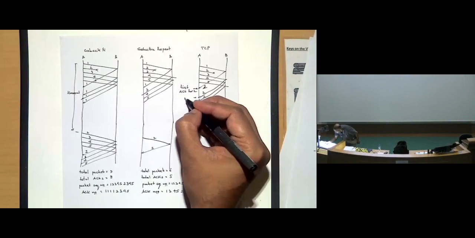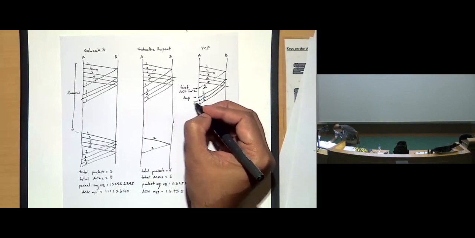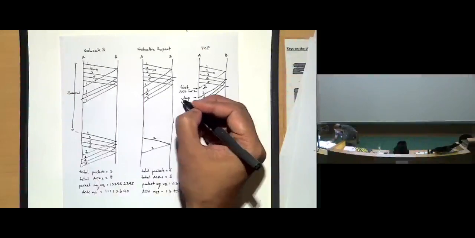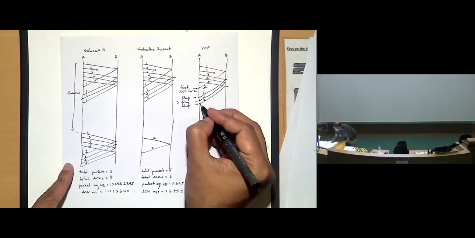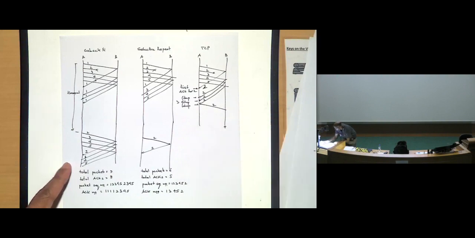Then this is duplicate, duplicate, duplicate. 3 duplicate ACKs. What happens? Fast retransmit. So we retransmit packet 2. And the problem tells you that we are keeping out of sequence packets in the memory of the receiver.